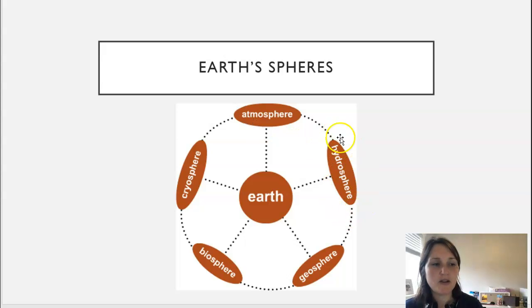Another one might be the hydrosphere interacting with the geosphere. You can have rain that comes down. So rain would be part of the hydrosphere, and it can erode the sand on a beach. And that might be a change to the geosphere. So all of these spheres interact with each other and produce changes that take place on our planet.